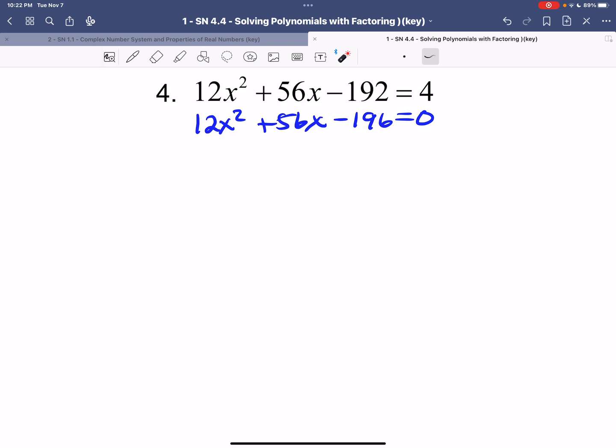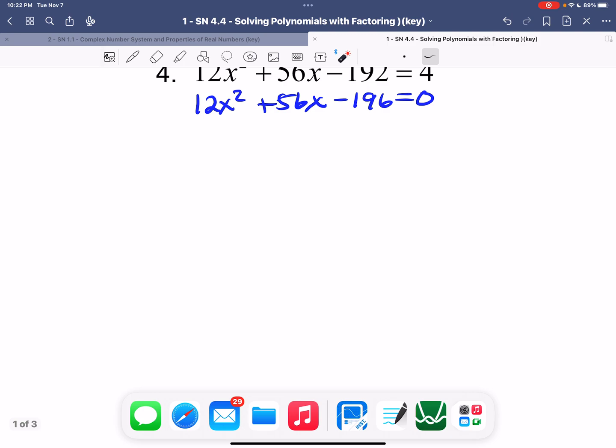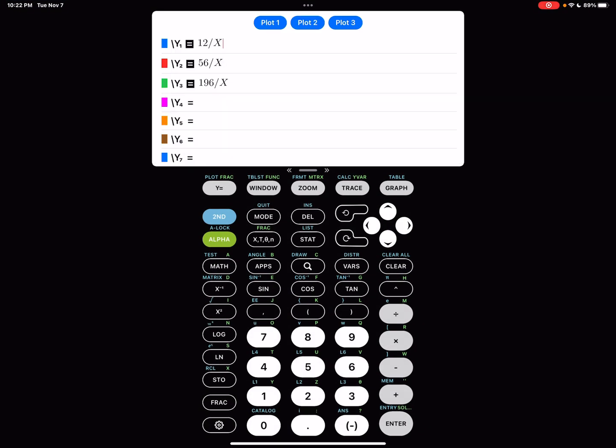Now, I've asked this on several occasions in class. What is the largest number we could hope to take out? And it doesn't matter what the factors of 196 and 56 are, because the largest factor we can take out will be the largest factor of the smallest number. So what would be the easiest is, can I take out a 12? If you're not sure, go to the calculator, go to y equals, and type in 12 divided by x, and always put the smallest number first, the next number in the middle, and the largest number last.